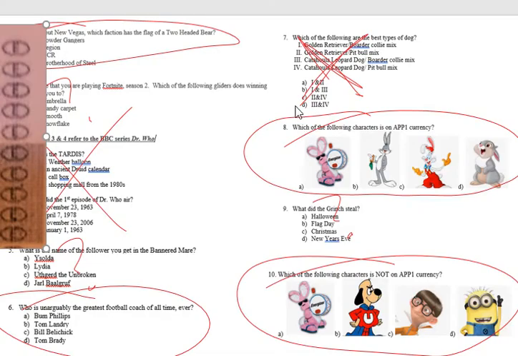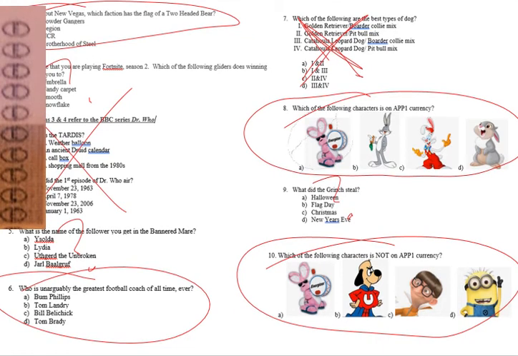Okay, so let's look at question 8. Which of the following characters is on APP1 currency? Well, I do remember that the first thing I saw was the Energizer Bunny, so I feel pretty confident. I'm about 95% sure it's this guy, the Energizer Bunny.